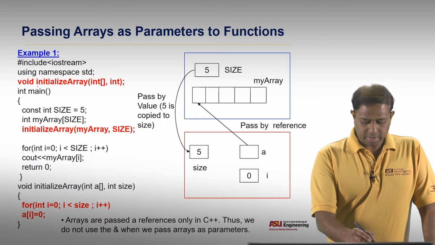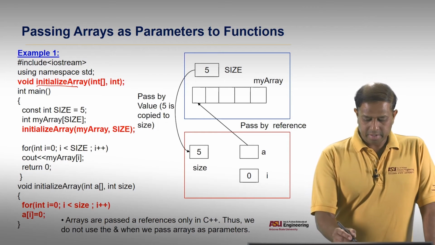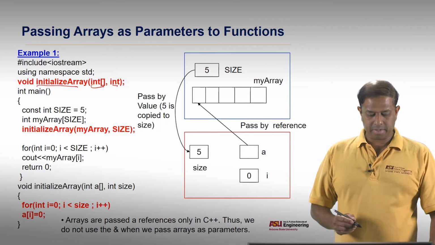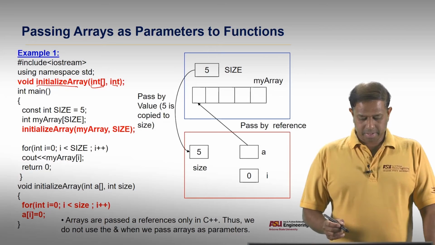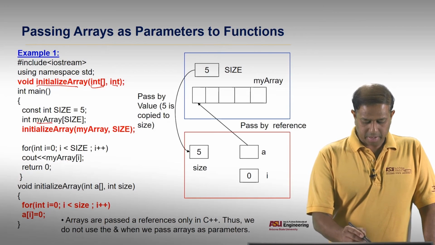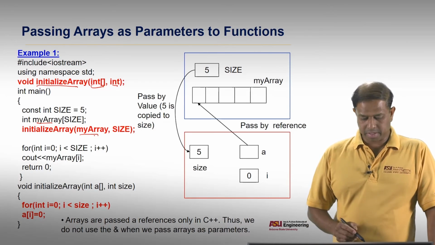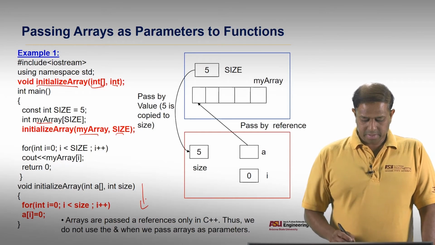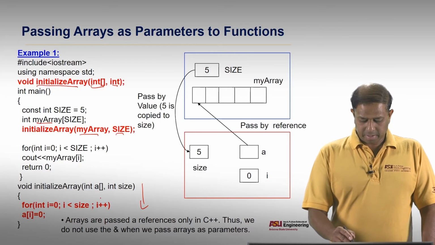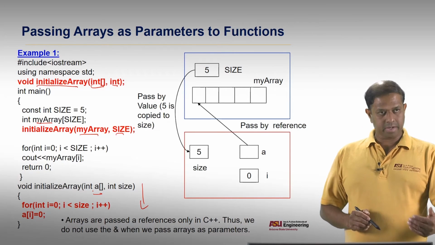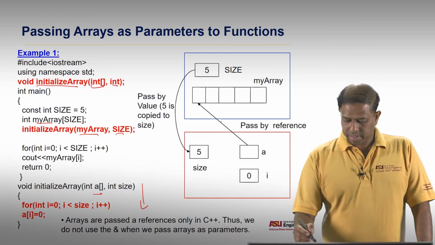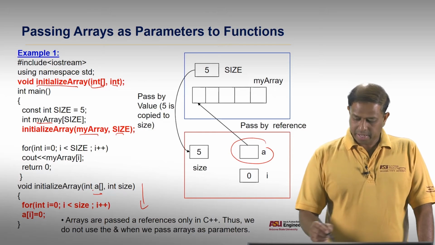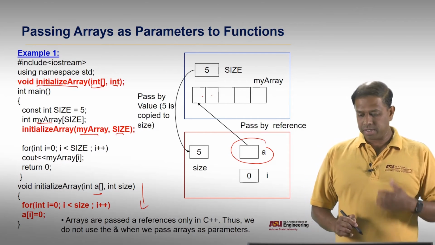So suppose we have a method called initialize array, and we'll be taking an integer array as a parameter, and then the size as another parameter. When you're calling this method, we can pass this myArray into the initialize method with its size. Now inside the method, we are taking this myArray as a reference parameter A. So in the main memory area, the function has this A variable as a reference to the original array.